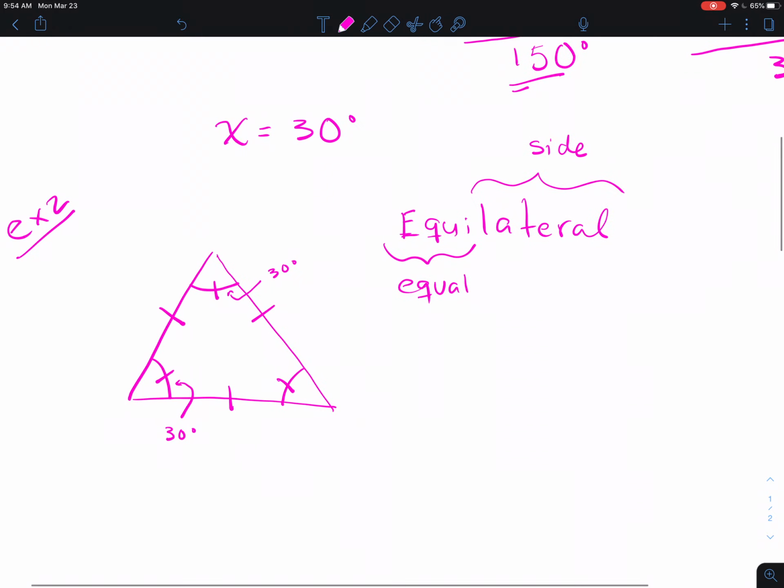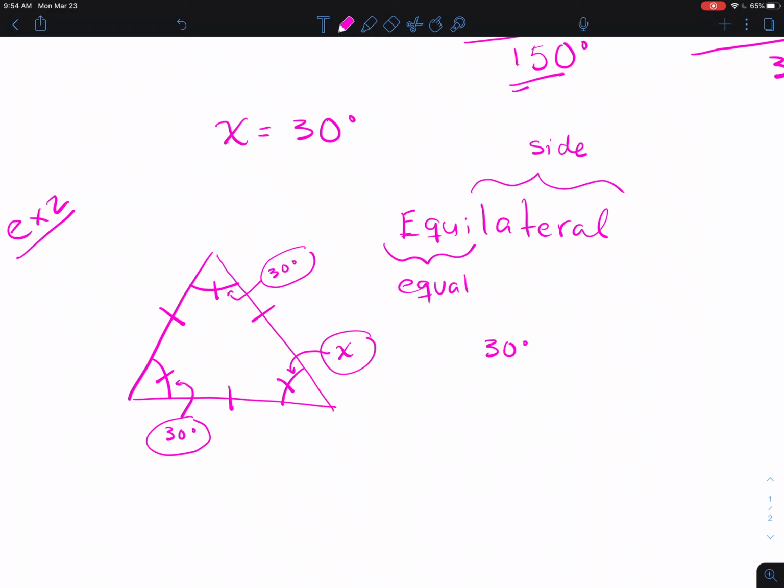Pretend you didn't know, for the sake of example, what that angle x is. Well, take 30 plus 30, so 30 degrees plus 30 degrees equals 60 degrees. You know the sum of all the angles is 180 degrees, so subtract 60 degrees from 180 degrees. Okay?